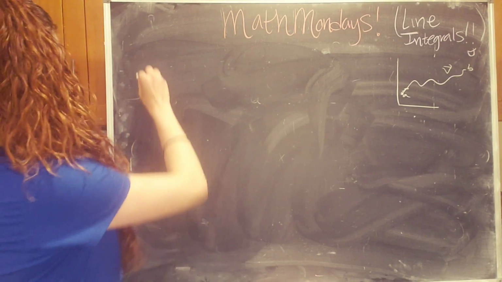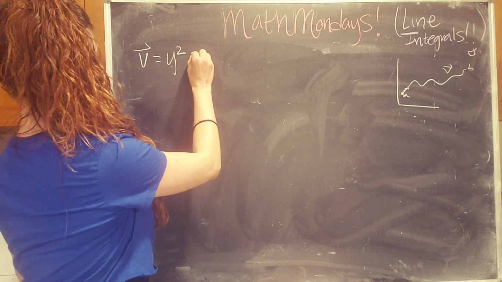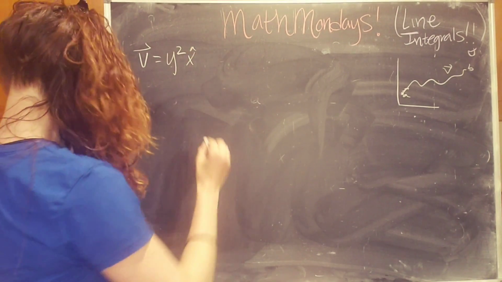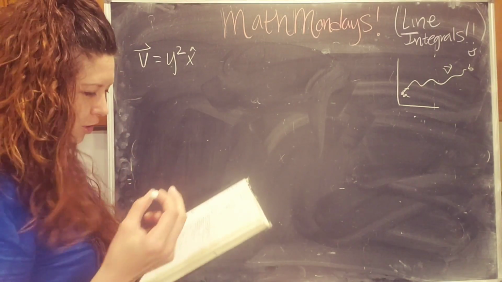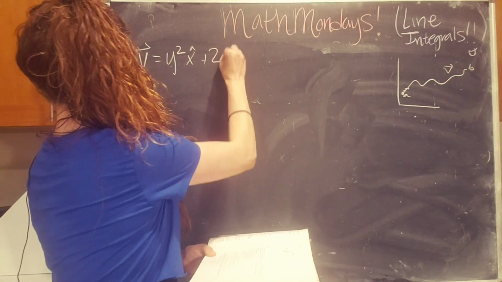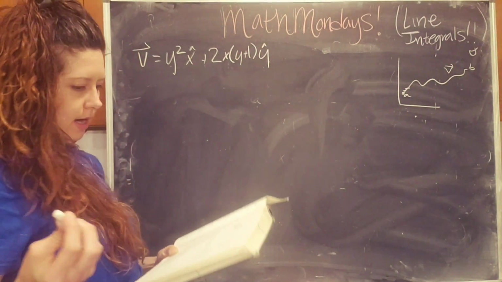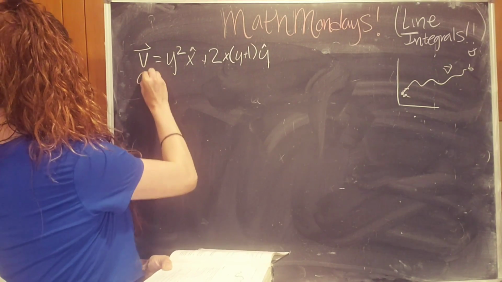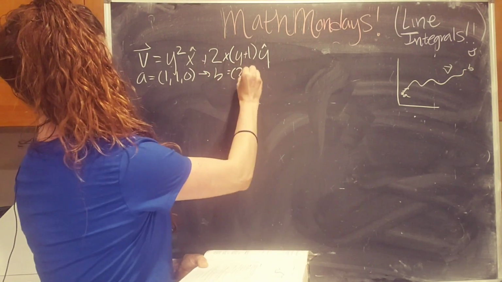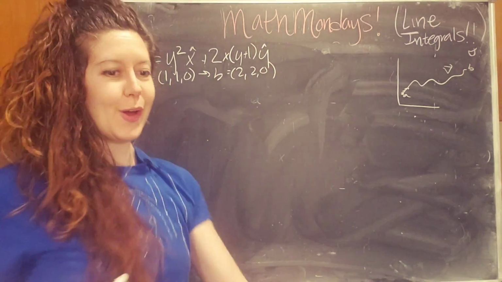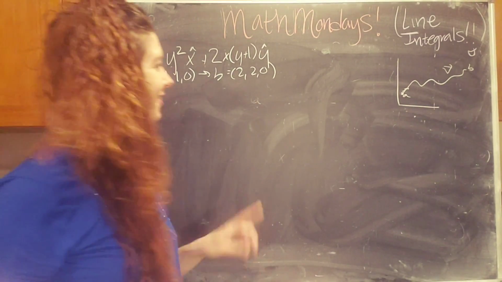So, okay, let's say that we have a vector V that is described by the equation y squared x hat, plus 2x times y plus 1 y hat. I think that's right. Hold on, let me check my notes. Be bad to get the actual example wrong. Yeah. And we are going from point A equals (1, 1, 0) to B equals (2, 2, 0). All right, so it's nice because this is only in 2 dimensions instead of 3. It makes our lives a little bit easier.